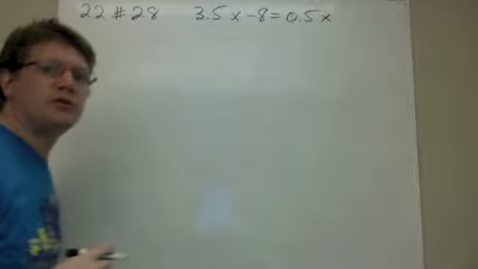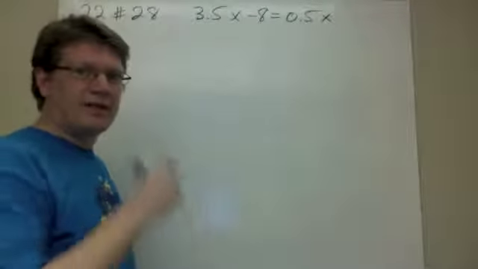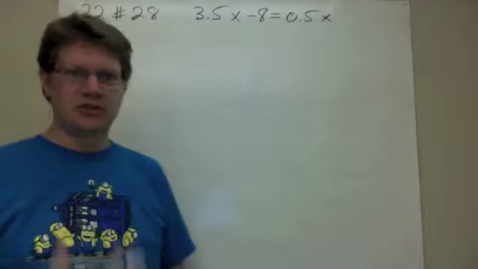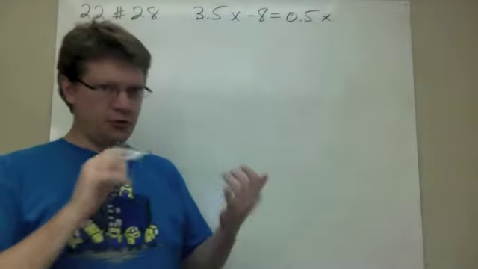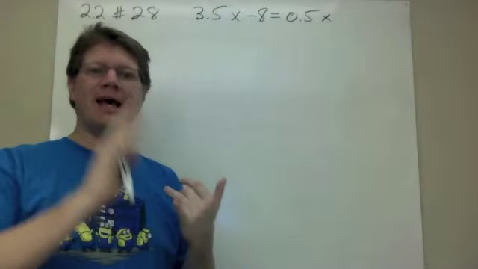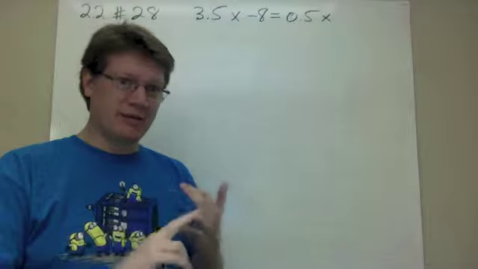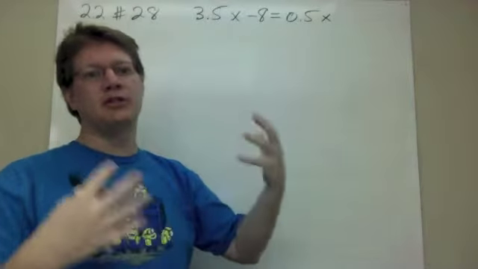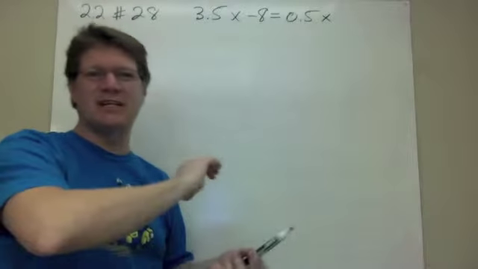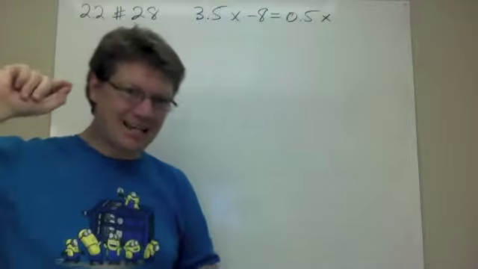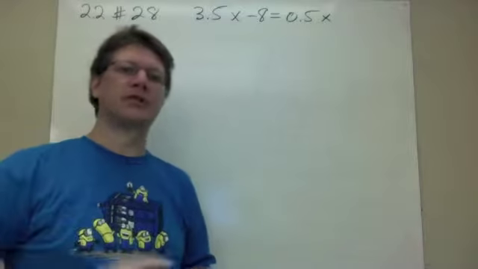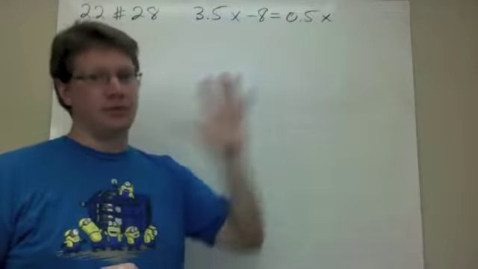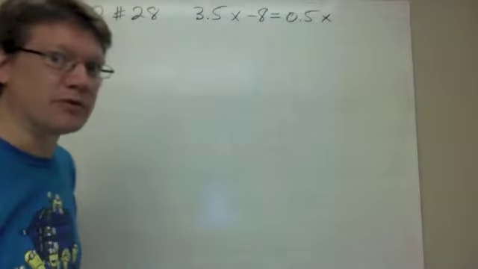So section 2.2, number 28. We're given the equation 3.5x minus 8 is equal to 0.5x. We're told to solve this algebraically for the x that satisfies this equation. And number 2, set up an equation where this is equal to 0 and show that the x that satisfies this equation is the x that makes that function cross 0. Okay? Alright, so hopefully it'll make more sense once we start going.